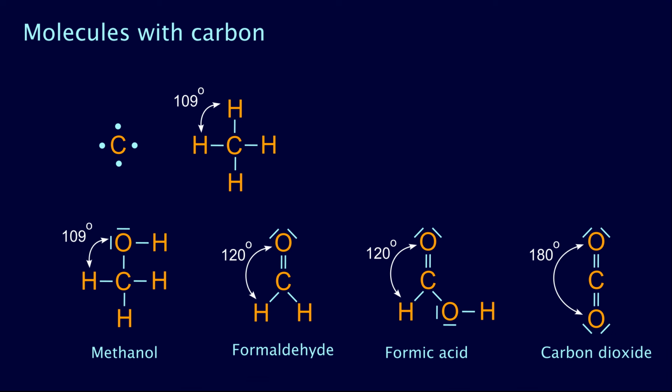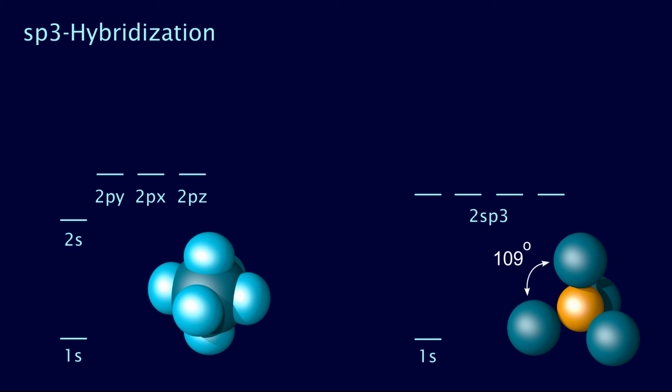So here I still summarize the sp3 hybridization. All the orbitals from the outer shell are combined with each other to form 4 new sp3 orbitals, which are arranged by an angle of 109 degrees. Other hybridizations are possible when we exclude one or two p orbitals from the hybridization.